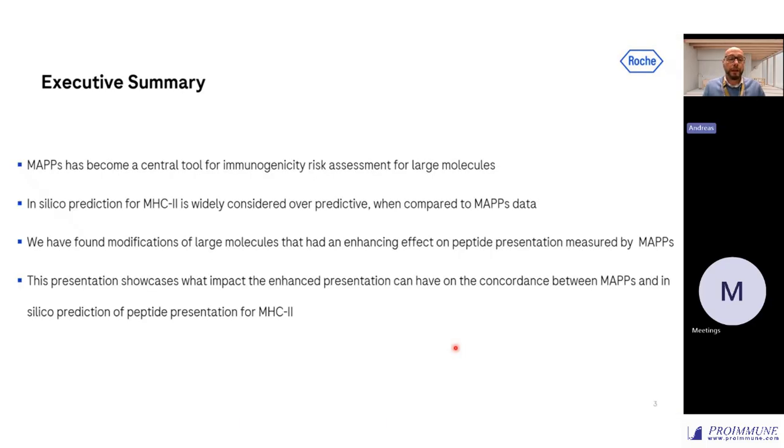I guess everybody's aware that MAPS, MHC-associated peptide proteomics, has become a central tool for immunogenicity risk assessment for large molecules. I guess there's basically no company working on large molecules that doesn't at one stage or another leverage this very informative assay. On the other hand, we have in silico prediction. Since its introduction for class 2 presentation, it was, and still is, widely considered over-predictive because, when compared to MAPS data, there were quite often peptides that were predicted but haven't been detected by MAPS, which led to this conclusion.